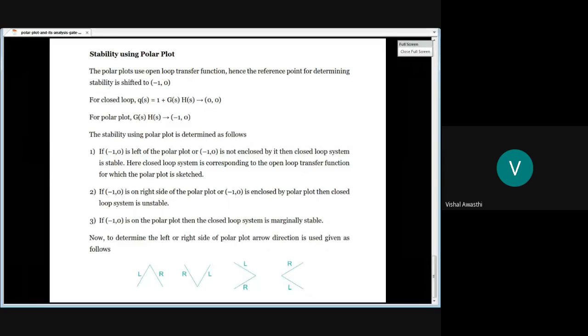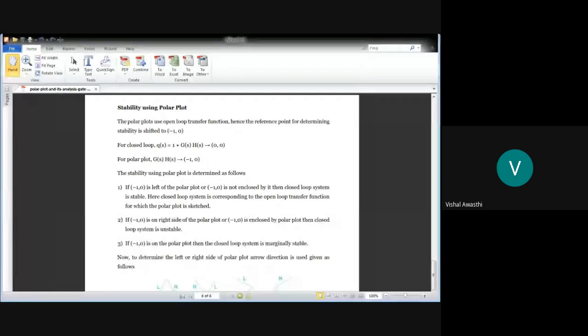But till now, go and see the different questions of the polar plot, check its stability, and draw the polar plot on simple graph paper. So today's class is on polar plot. In the coming next class, we will discuss about the Nyquist plot. So I'm coming on the screen.